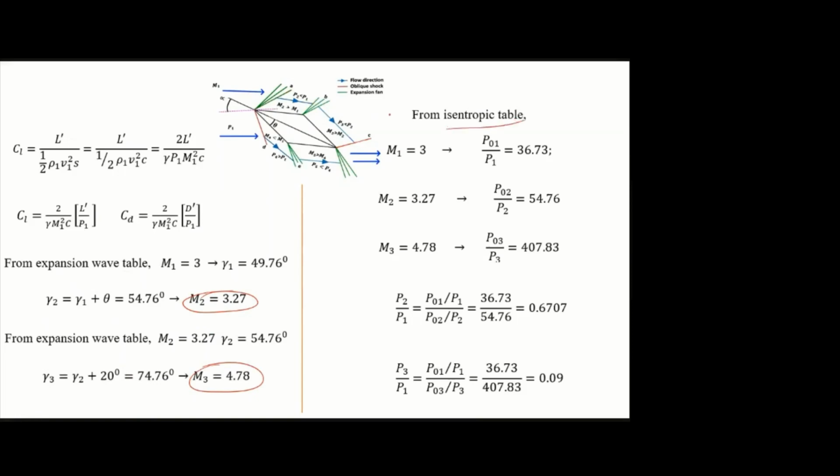you can go to the isentropic table because this is the expansion fan, flow is isentropic. From M1 you can find P0 by P1, M2, P02 by P2, M3, P03 by P3. So what we need is P2 by P1, P3 by P1. Simply the ratio of these stagnation to static pressure ratios. Okay, we got two values. Then we have to find it for the lower surface. Is that clear? This slide, any doubt?